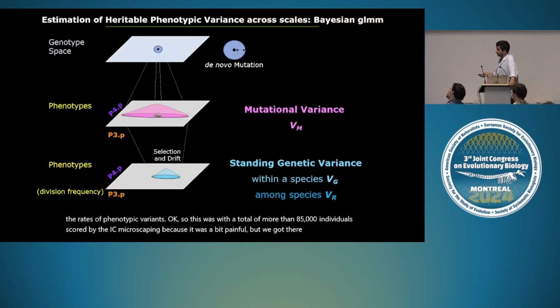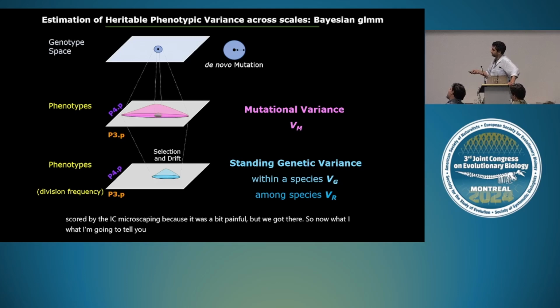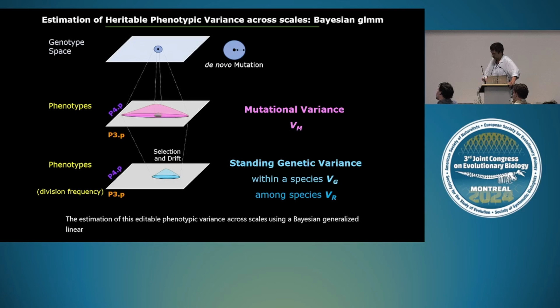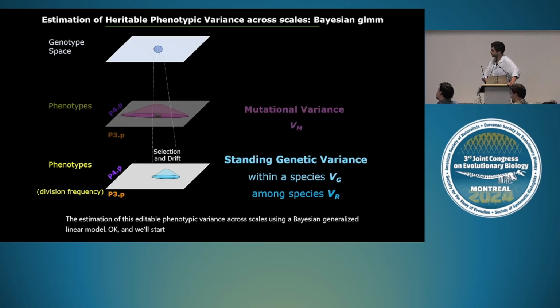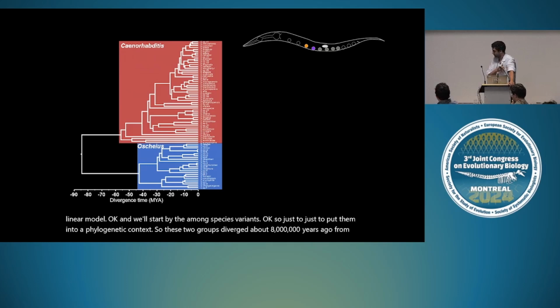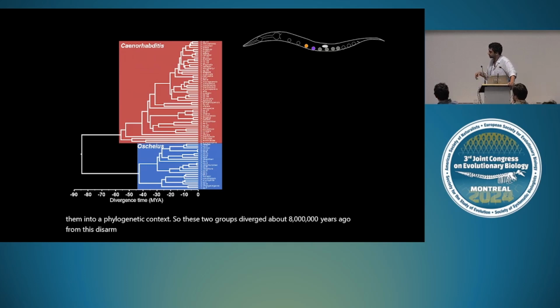So now what I'm going to tell you about is the estimation of this heritable phenotypic variance across scales using a Bayesian generalized linear model. Okay? And we'll start with the among-species variance. Just to put them into a phylogenetic context, these 2 groups diverged about 80 million years ago. These estimates are a bit on the lower scale.